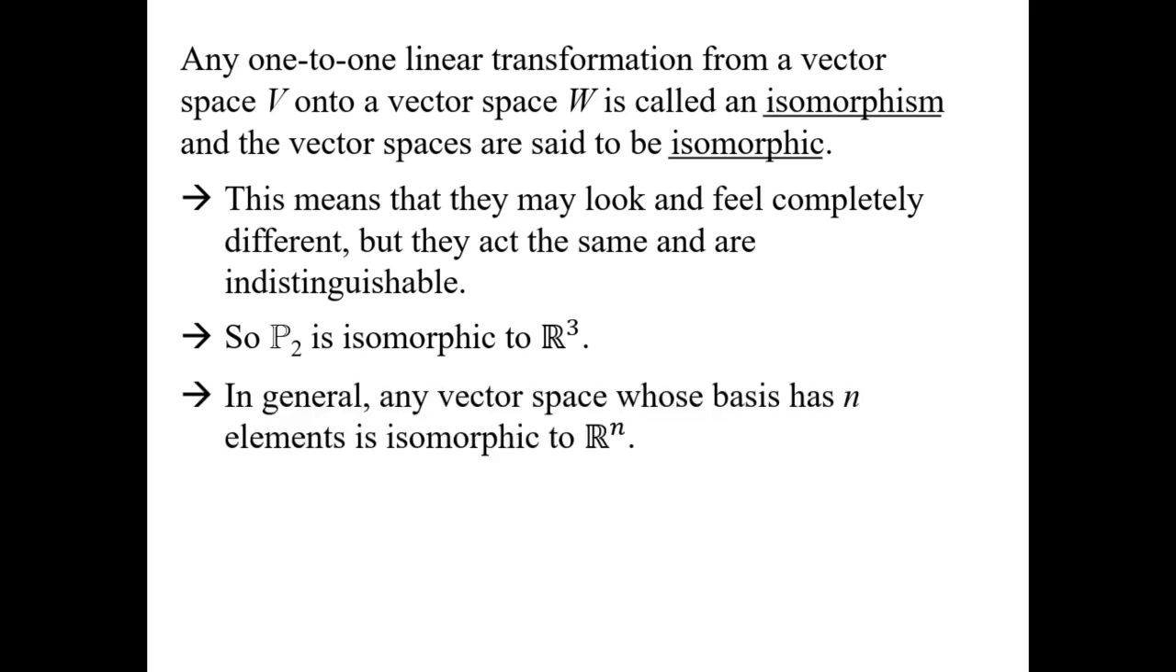In general, any vector space whose basis has n elements is isomorphic to R sub n. Okay? And again, that's because if the basis has n elements, then for every single vector in that vector space, we can find the coordinates with respect to that basis, and those coordinates will give us a vector in Rn. So, very, very useful. So let's consider this example.